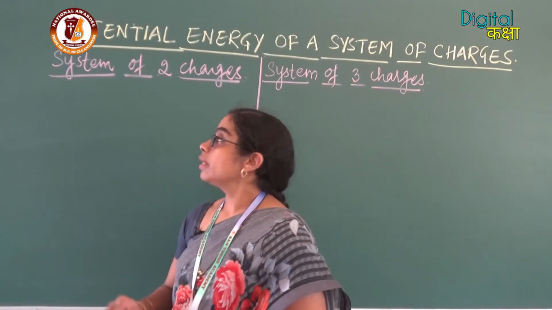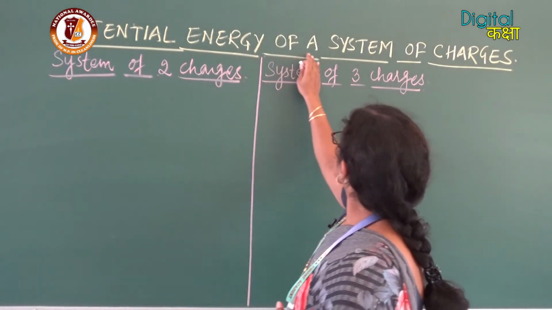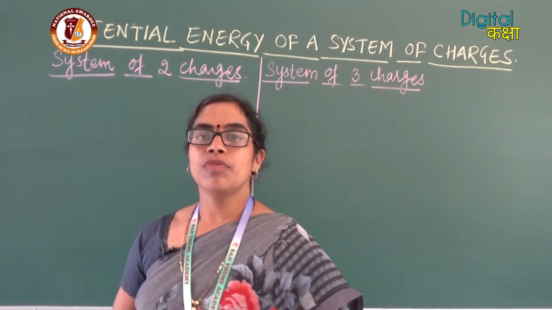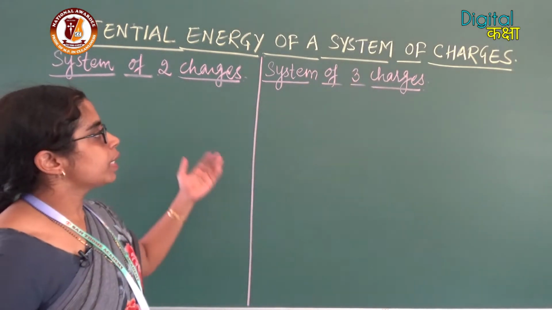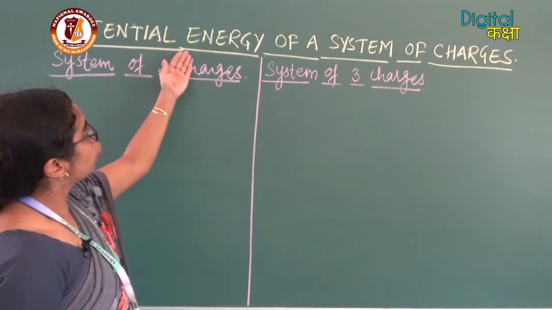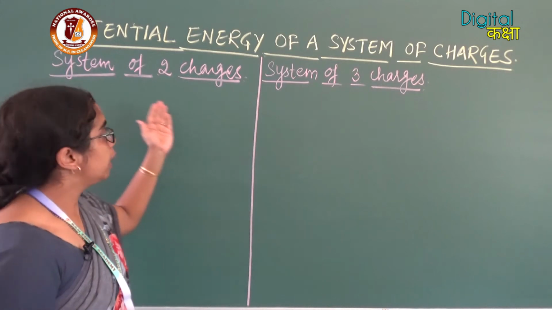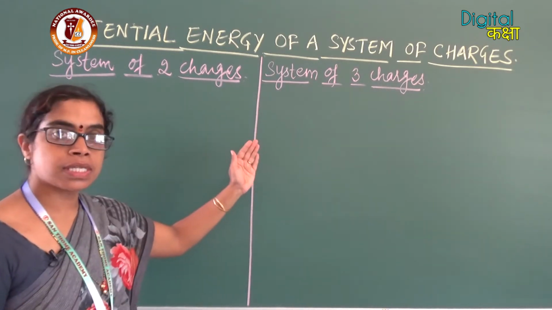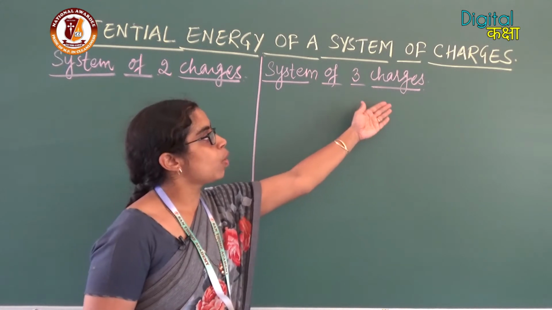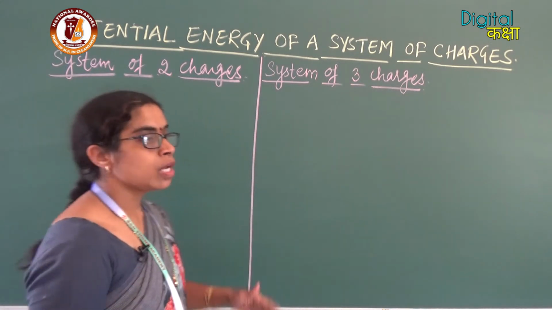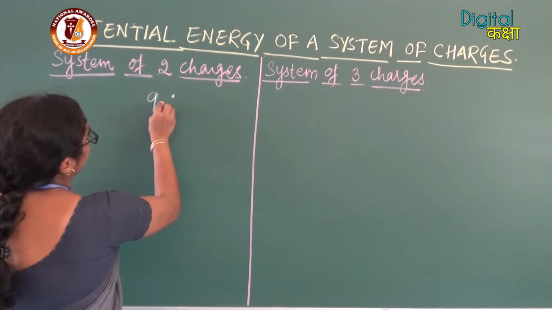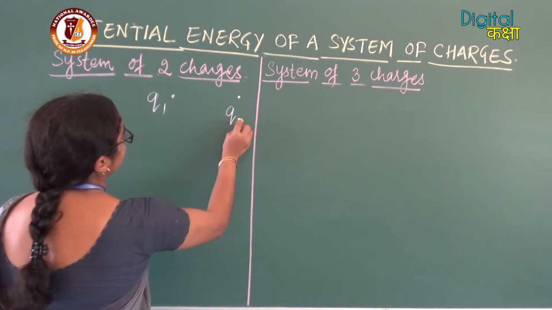Let us now study about the potential energy of a system of charges. We will be deriving the formula for two cases here. The first one, we will be discussing the formula of potential energy in a system of two charges, and then the formula of potential energy in a system of three charges. So coming to the first case, here there are two charges Q1 and Q2.